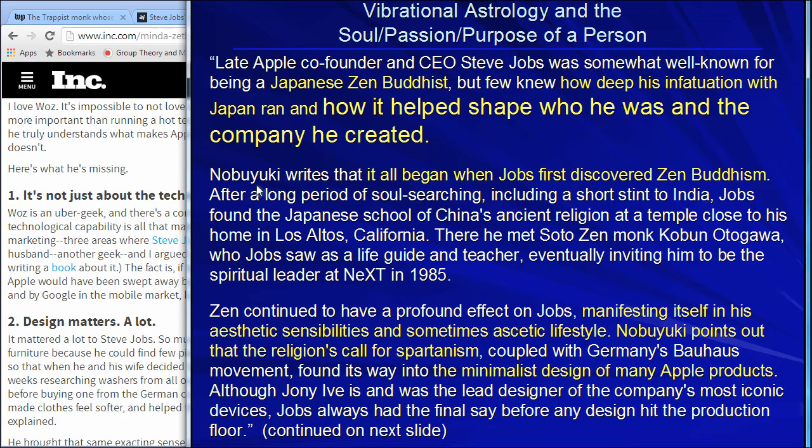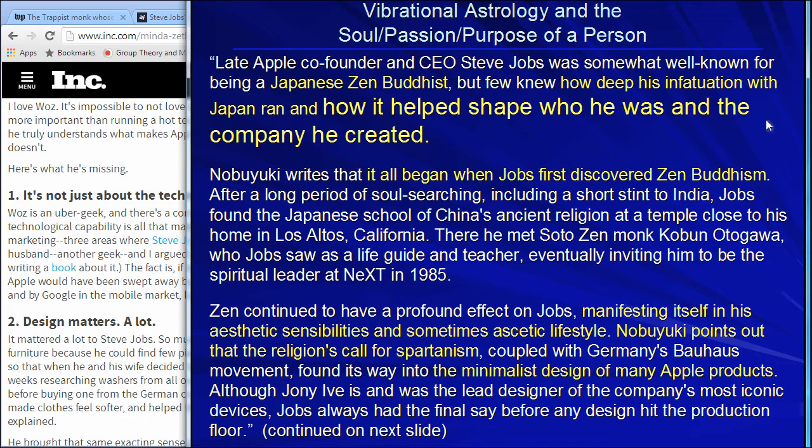Nobuyuki, I don't know what part he plays in this, writes that it all began when, I think that was one of his Japanese teachers, says it all began when Jobs first discovered Zen Buddhism. After a long period of soul searching, including a short stint in India, Jobs found a Japanese school of China's ancient religion at a temple close to his home in Los Altos, California. There he met Soto Zen monk Kabun Otagawa, who Jobs saw as a life guide and teacher, eventually inviting him to be the spiritual leader at NeXT in 1985.